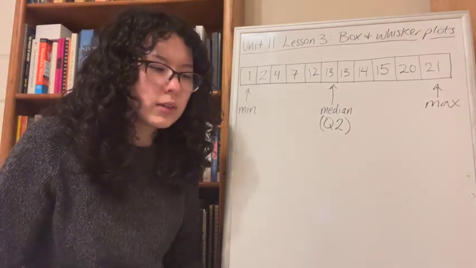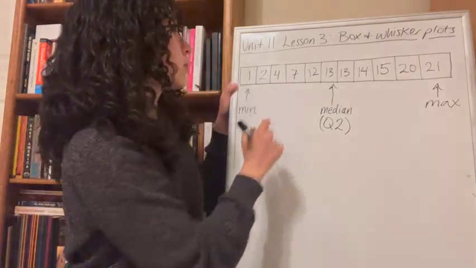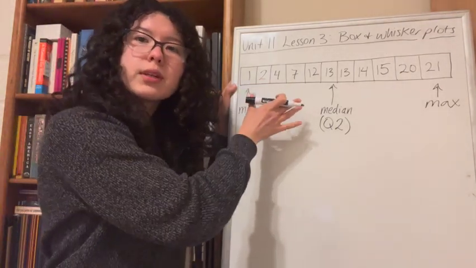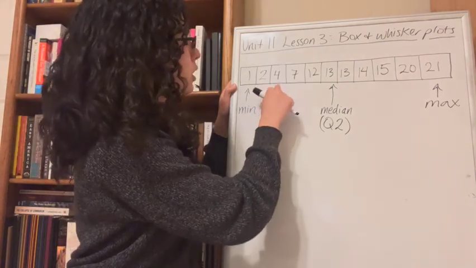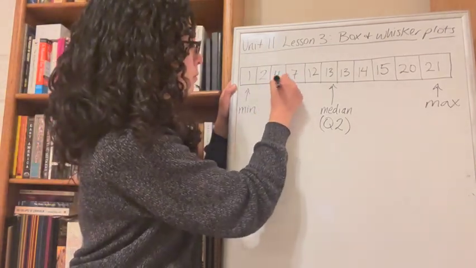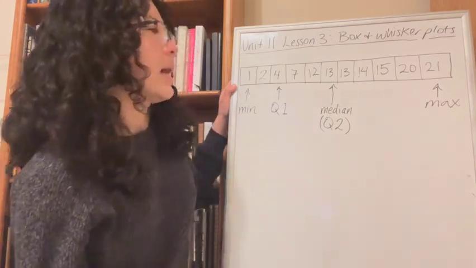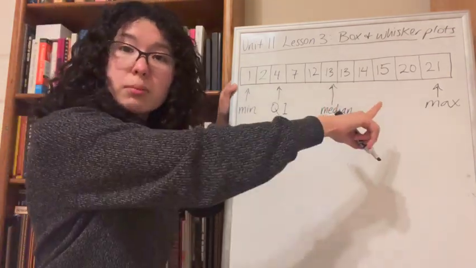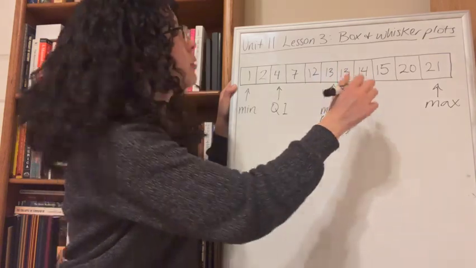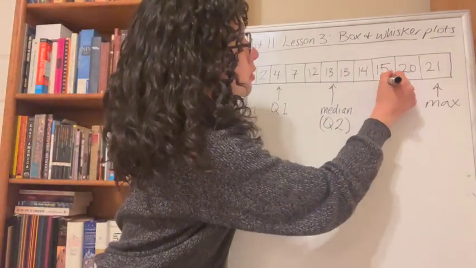Okay, let's find quartile 1. There are 5 values in this lower half of the data, so we're going to find the middle one, which is right there. And then quartile 3 is just going to be the midway point for that part of the data. So that will be 15.